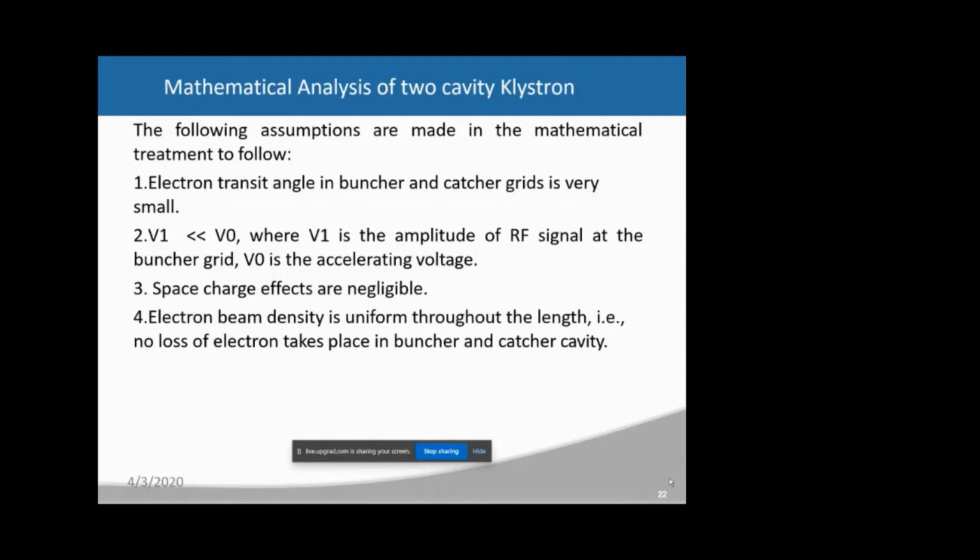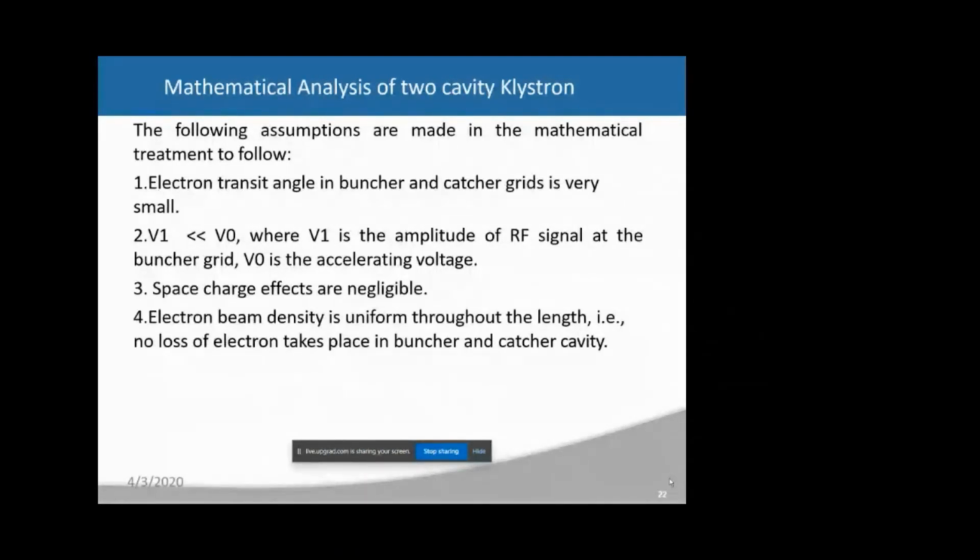Space charge effects are negligible. Electron beam density is uniform throughout the length. That is, no loss of electron takes place in the buncher and the catcher cavity. Means we have no electron loss in this case, and all the electrons are part of the bunching process. Okay, now these are the assumptions we are making in this case.